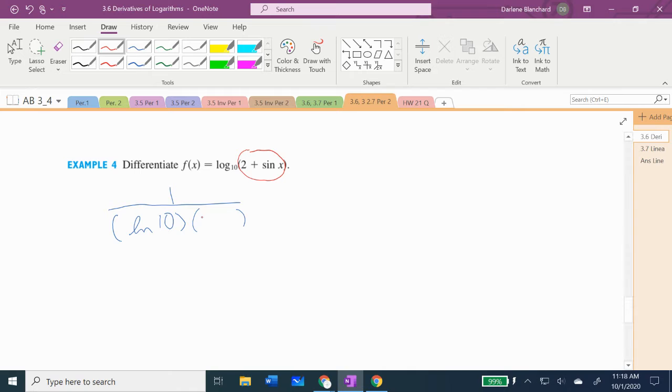Now, give mommy her baby and multiply by the derivative of the baby, which I can just throw in the numerator. Derivative of 2 by itself is 0, and then derivative of sine is cosine.